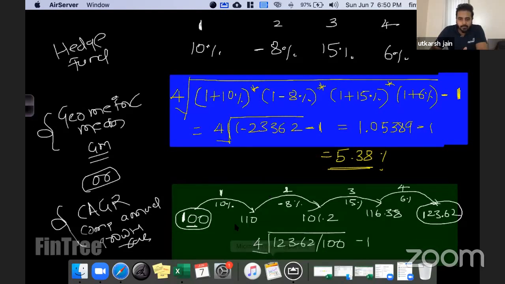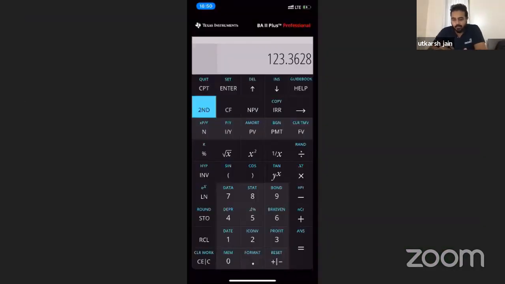So just a minute. Okay, you might be able to see my calculator now. So I have 123.36 on my screen divided by 100. So I get 1.23.